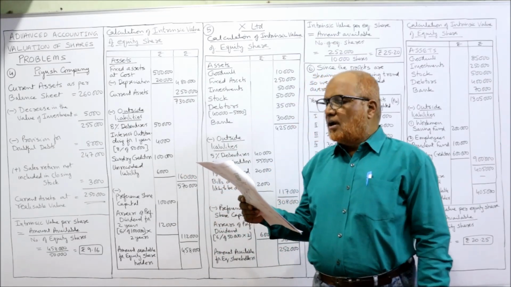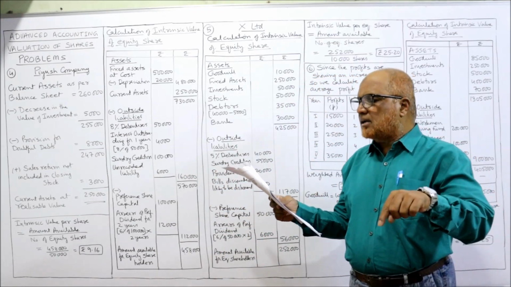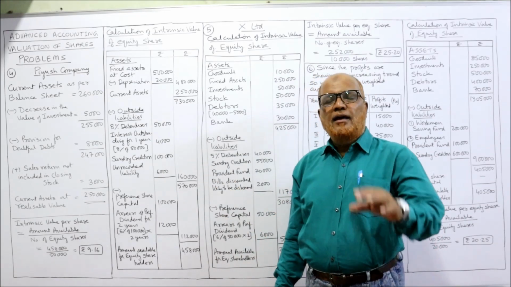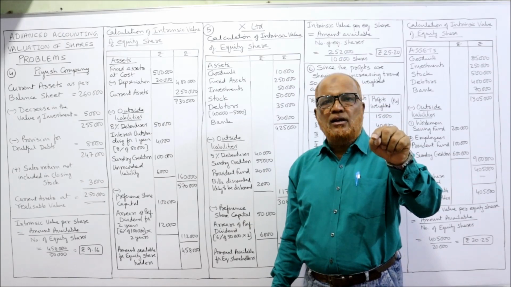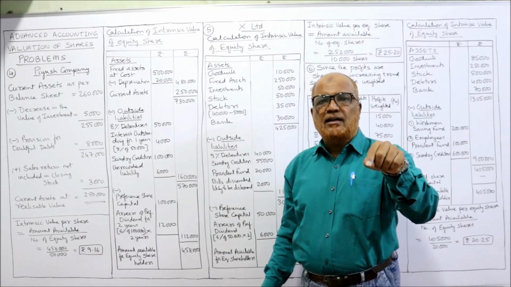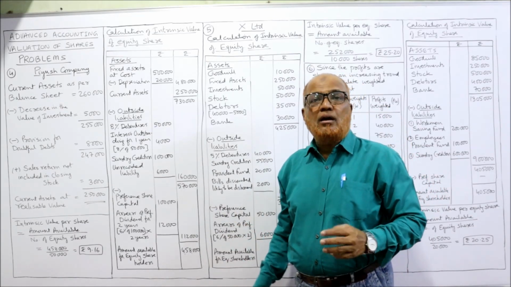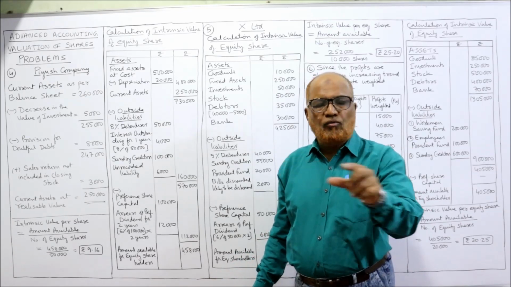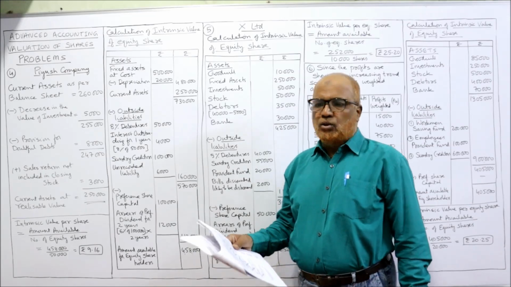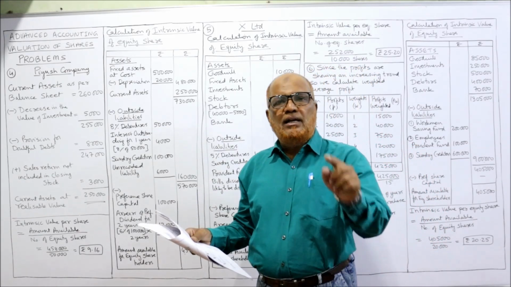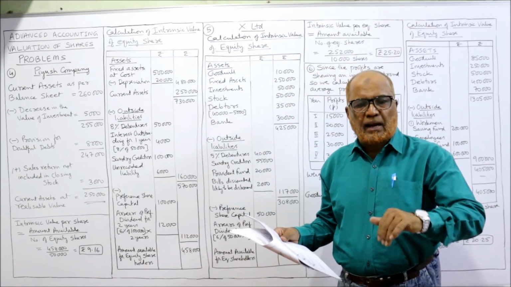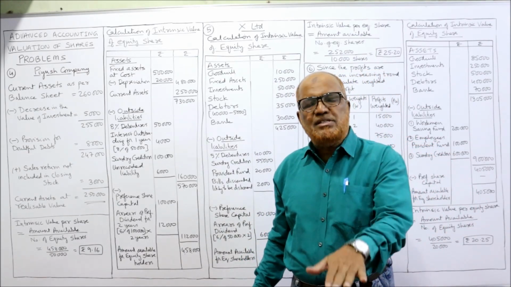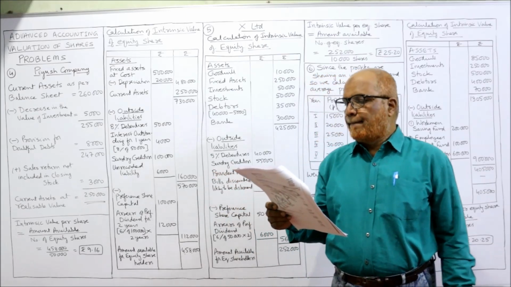Next adjustment. Debtors included in current assets are doubtful to the extent of 8,000. In current assets, debtors are included, and of those debtors, 8,000 are doubtful debts. So we deduct 8,000, because provision for doubtful debts we deduct from debtors. First, the 5,000 decrease in investment we subtract. Secondly, the 8,000 provision for doubtful debts will also be subtracted from current assets.